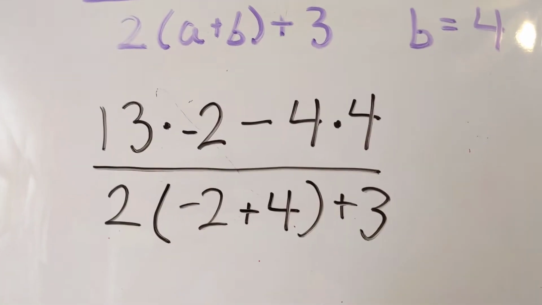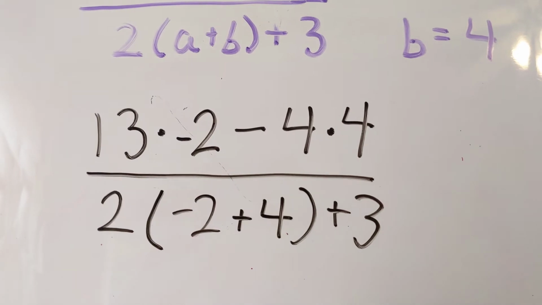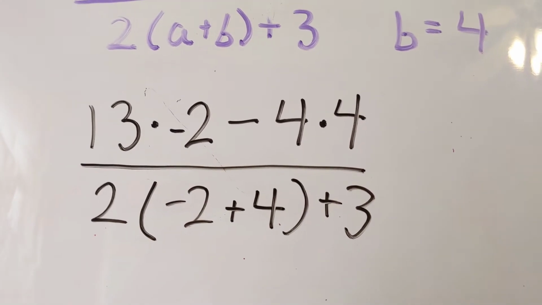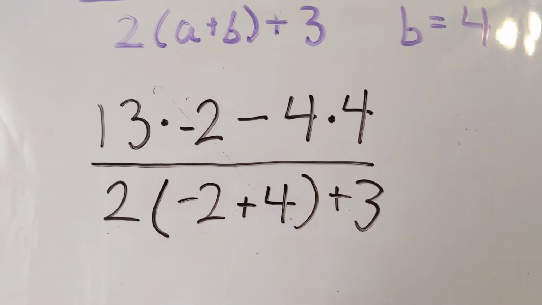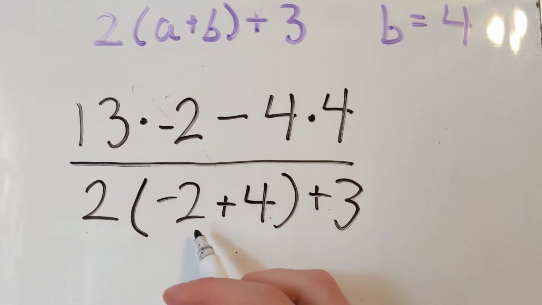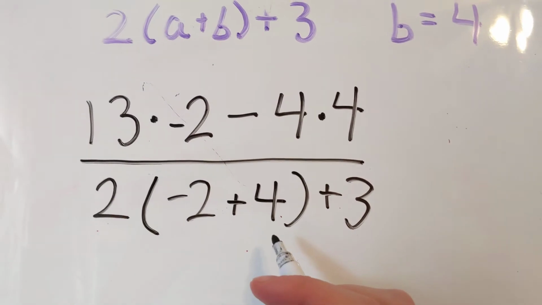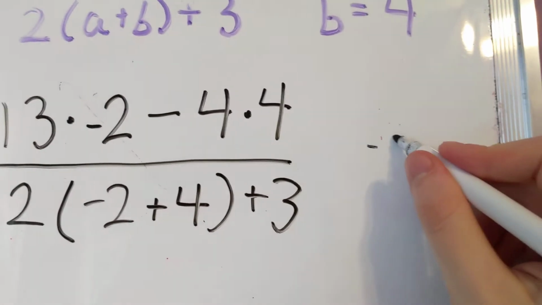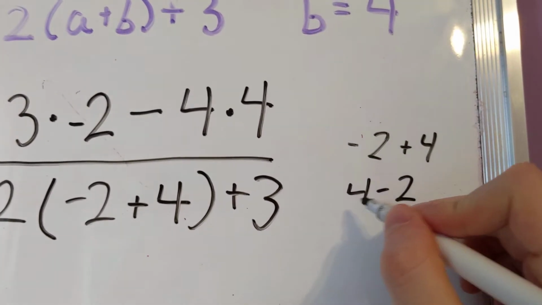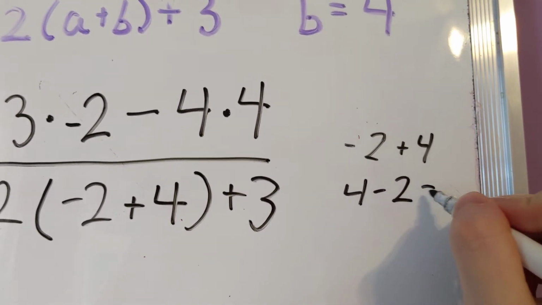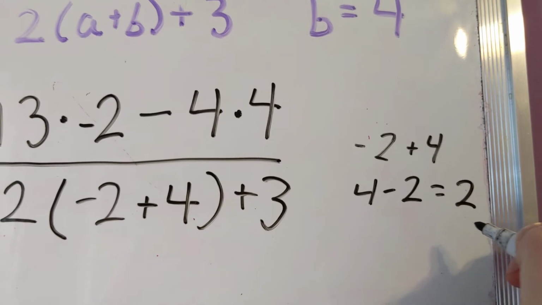Our next step is parentheses, because now that we've gotten rid of all of the variables and we just have numbers, we can go ahead to the order of operations. Simplifying the parentheses, we see only one set here. We have -2 plus 4. And just remembering, -2 plus 4 is the same as 4 plus -2, or 4 minus 2. And 4 minus 2 we know is 2.